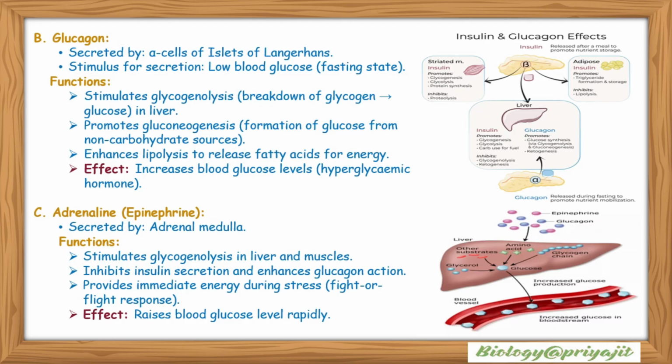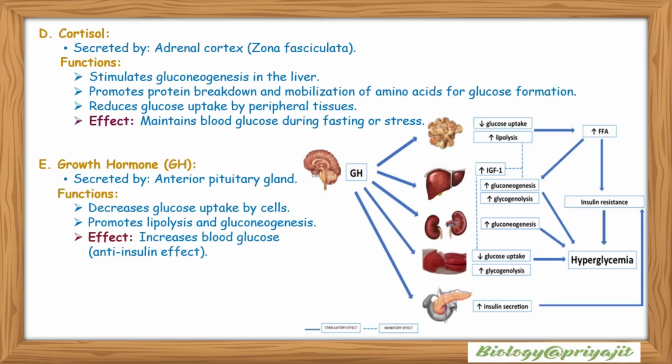Adrenaline or epinephrine, which is secreted by the adrenal medulla, functions as follows: it stimulates glycogenolysis in liver and muscles. It inhibits insulin secretion and enhances glucagon action. It also provides immediate energy during stress, like the fight or flight response. Effect: it raises blood glucose level rapidly.